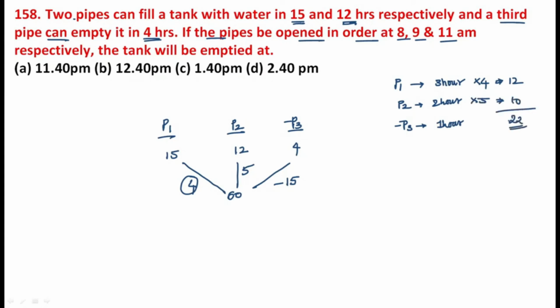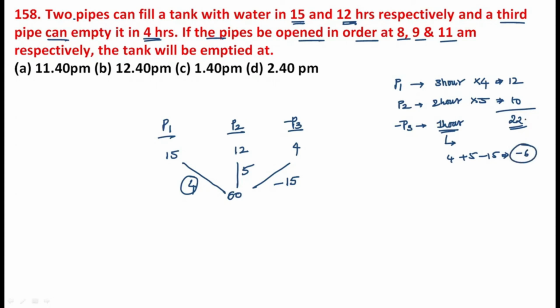So up to now, it delivered 22 units. Now P3 works for 1 hour. See the efficiency, you just identify the efficiency, guys. 4 plus 5 minus 15. Now it empties 6 units per hour.